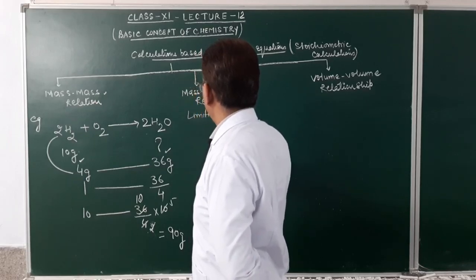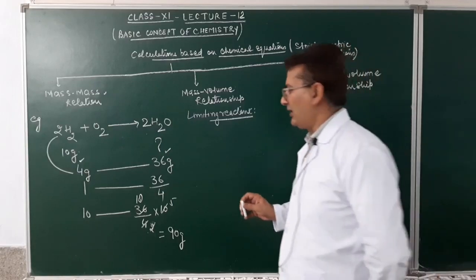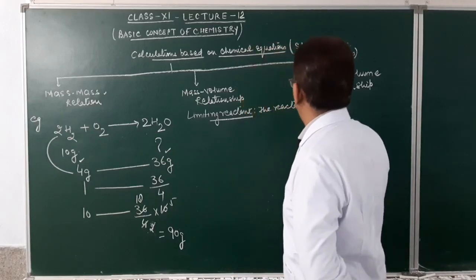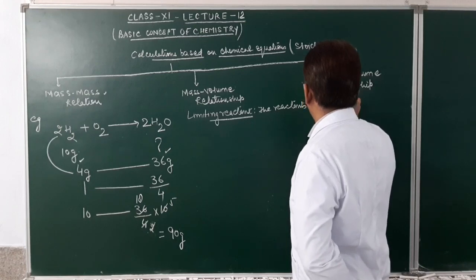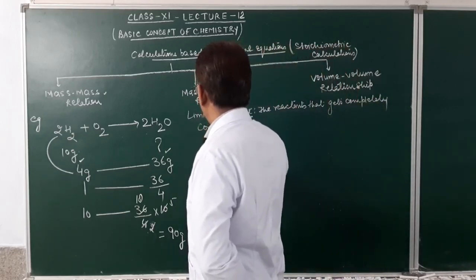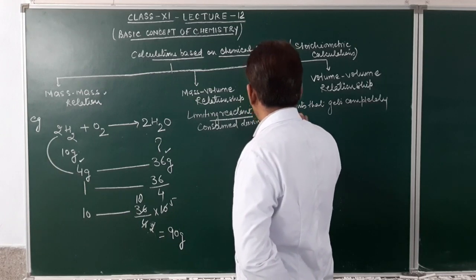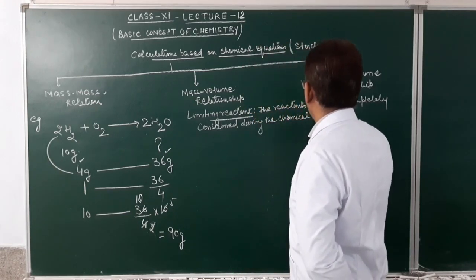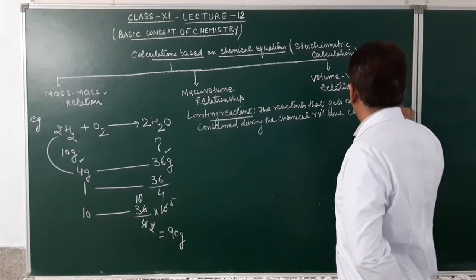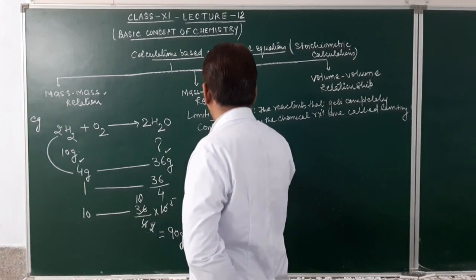So what is a limiting reactant? The reactant that gets completely consumed during the chemical reaction is called a limiting reactant.